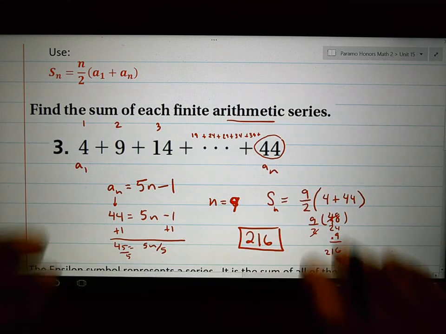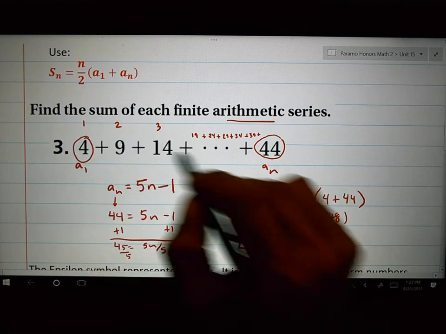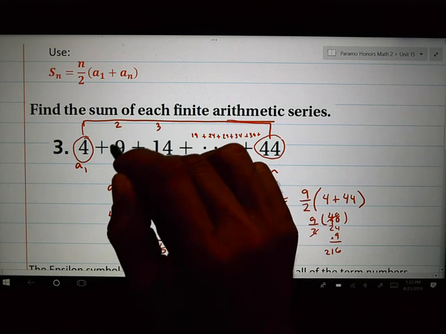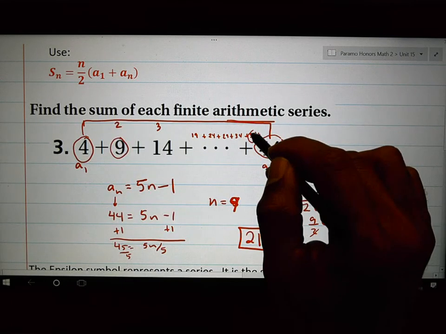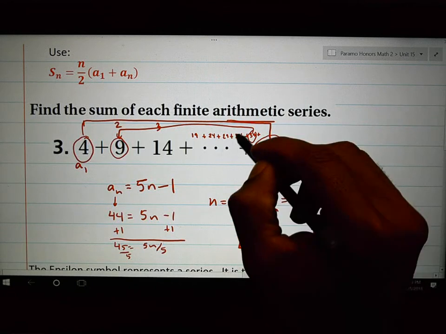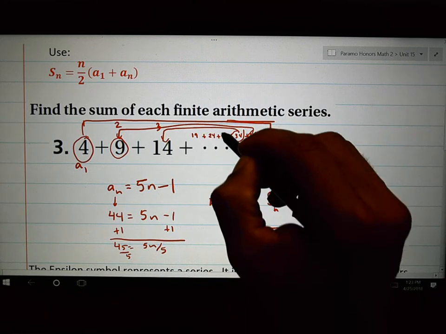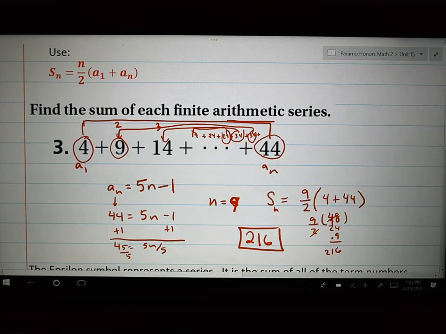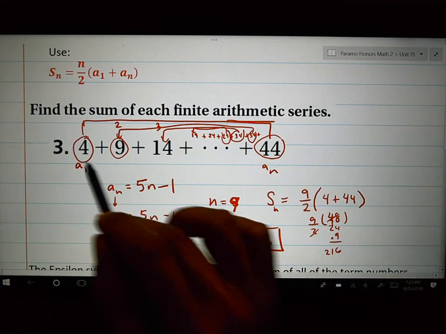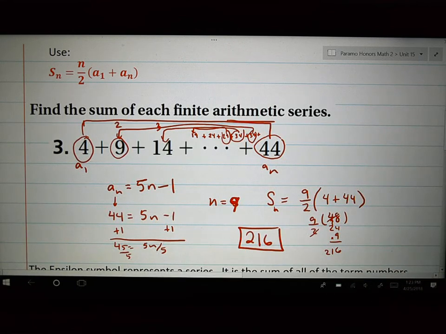But here is what that student realized. 44 plus the 4, let's add those together. And guess what you got? You got 48. What happens if you add the 9 and the 39 together, what do you get? What happens when you add the 34 and the 14? What do you get? When you add the 29 and the 19, what do you get? If you take the sum of the outsides and you multiply it by half of how many term numbers you have, that's going to be equal to the total sum.